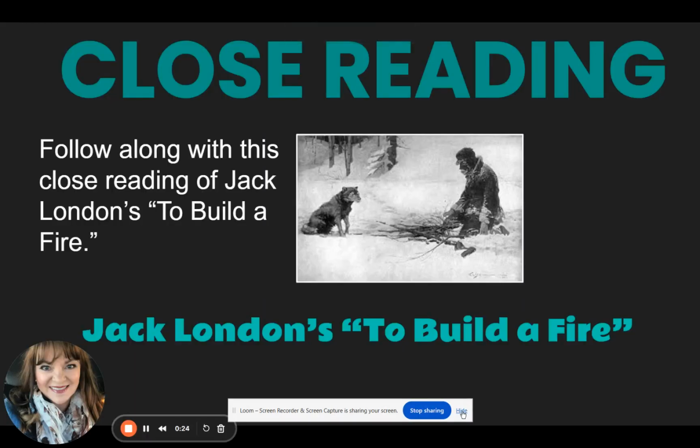I don't know if I'm going to be very good at this because I think every time I click, it's going to go to a different slide. So bear with me. This is Ms. Carlson. We're going to do a close reading of Jack London's To Build a Fire, and I want you to follow along with this close reading. At this point, you should already have read the story on your own, and now we're just going to go through and do the analysis part.